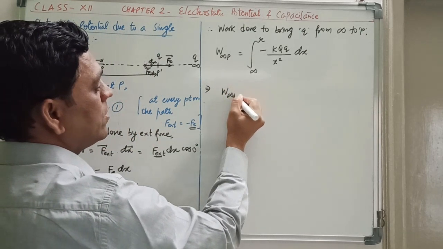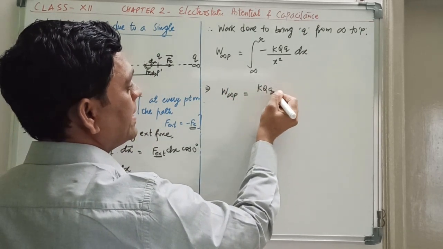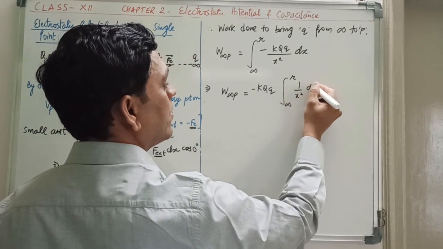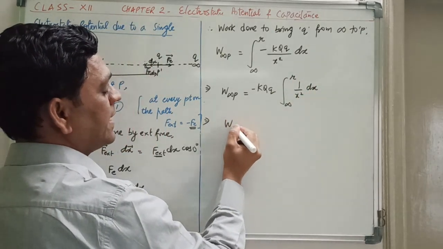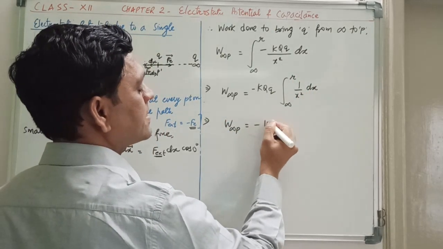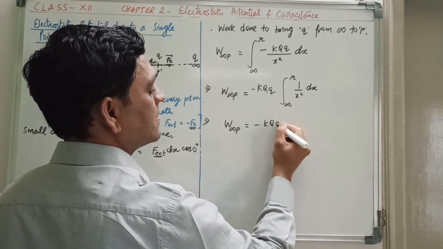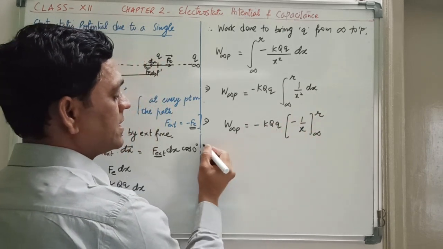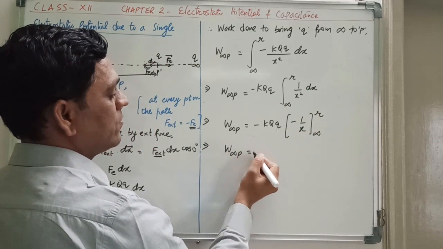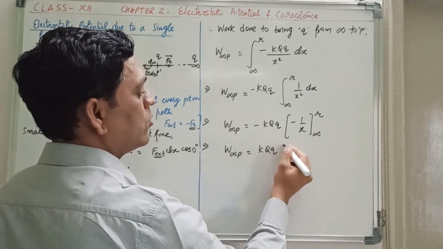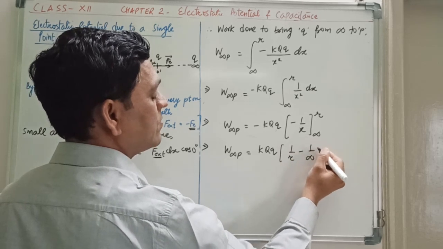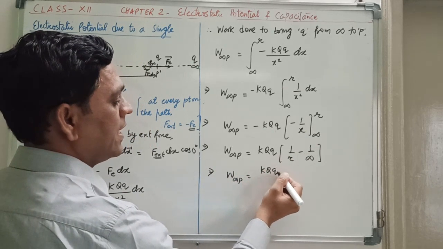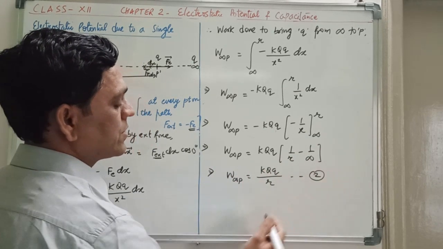So this becomes W infinity P is equal to minus k q Q, we take the common, integral from infinity to R of 1 upon x square dx. And let me tell you, integration of 1 upon x square is minus 1 upon x. So this becomes minus 1 upon x from infinity to R, this minus and minus will become plus. So W infinity P is equal to k q Q into 1 upon R minus 1 upon infinity. So this is W infinity P is equal to k q Q upon R, this is equation number 2.